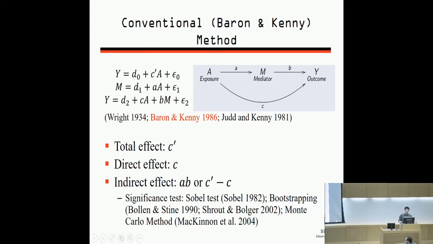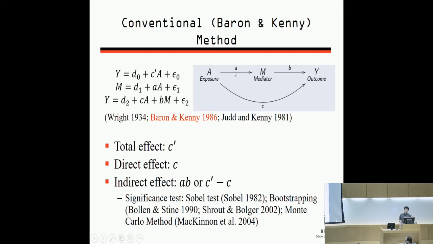Next, we can fit a mediator model by regressing the mediator M on A, which is the treatment or exposure. Then we can estimate the causal effect from A to M. Since A is randomized, this is the causal effect from the exposure to M. I'm talking about this little a.